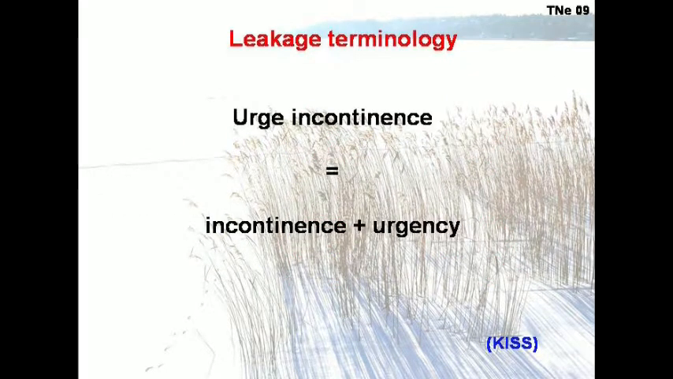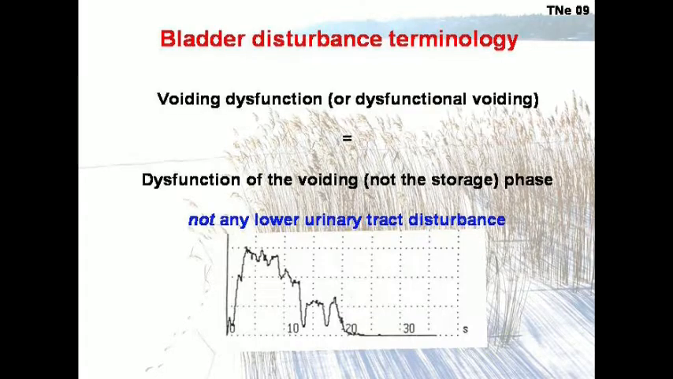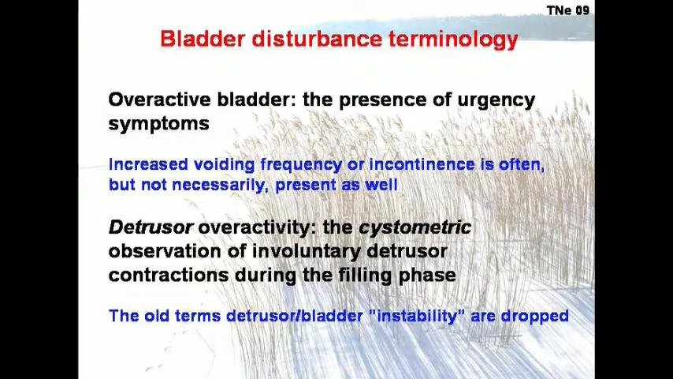And then we have leakage terminology during the daytime, and urge incontinence is incontinence plus urgency, extremely simple. And voiding dysfunction, sorry Americans, we take that to be synonymous to dysfunctional voiding, and that's a term applying to the voiding phase only, not a term for any kind of bladder disturbance. And overactive bladder means just the presence of urgency symptoms. These children often have increased voiding frequency or incontinence, but that's not necessary for the definition.